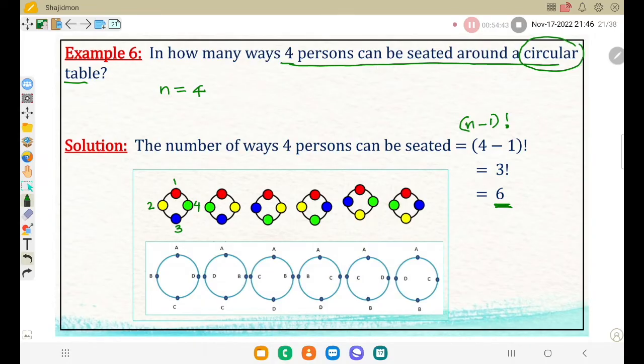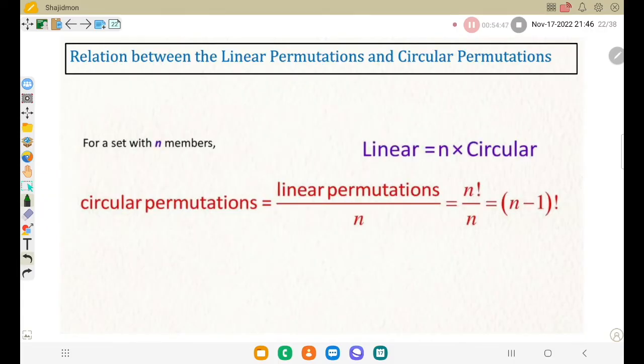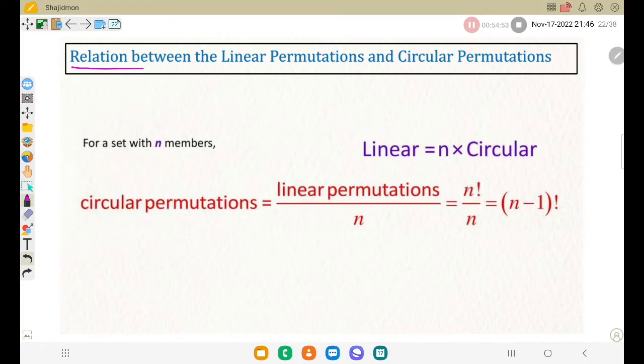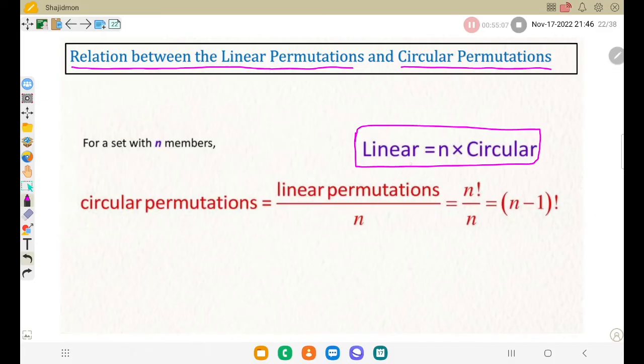Okay, so this is the simple idea, circular permutation. Now before going to the next exercise example, just to see what is the relation between the linear permutation and circular permutation. What is the relation connecting the linear permutation and circular permutation? What is the rule actually? This is the relation: the number of linear permutations equals n multiplied by the circular permutations.